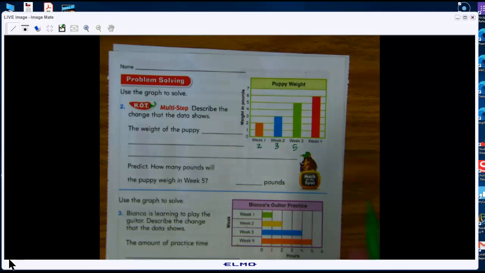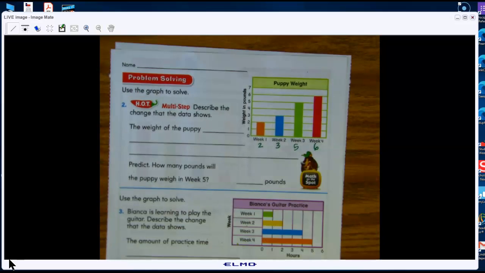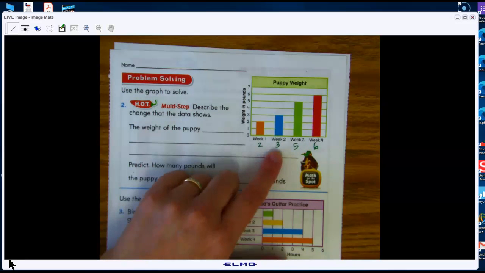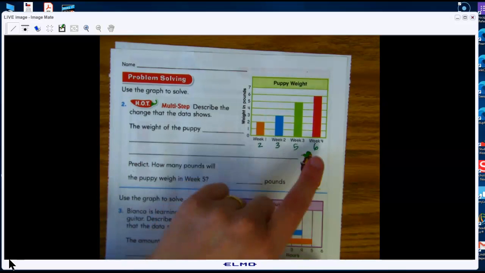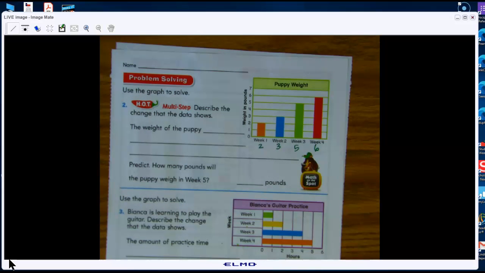Cooper? 6. Week 4. Goodness gracious. Week 1 was 2 pounds. Week 2 was 3 pounds. Week 3 was 5 pounds. And week 4 was 6 pounds. So, looking at that, did the weight of the puppy increase from week 1 to week 4 or decrease from week 1 to week 4?